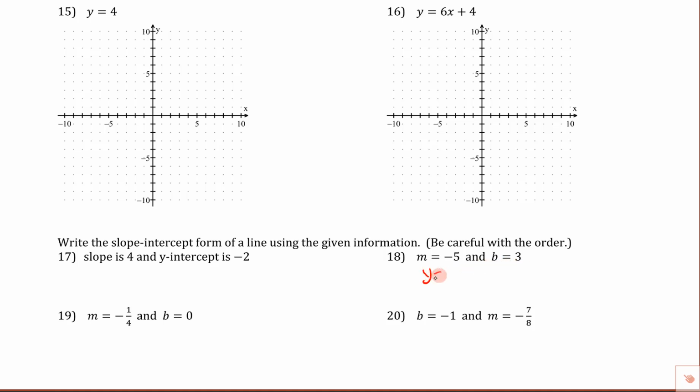So again, we're going to write down y equals mx plus b, or we're at least going to think that. So this is going to be y equals negative 5x, and then the y-intercept is 3, and that would be it. Really need to know slope-intercept form very well. We're going to use that a whole bunch.